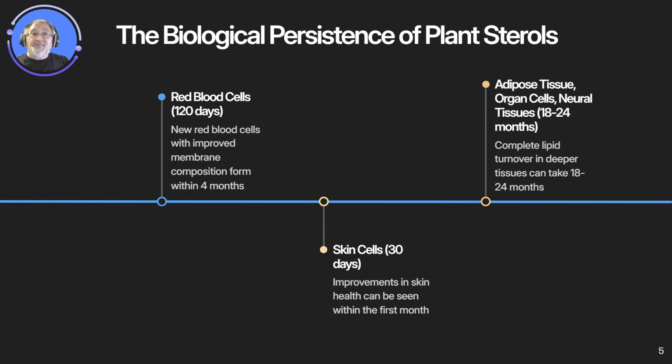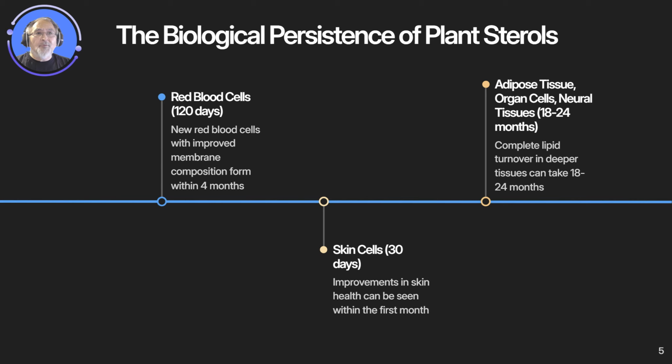The biological persistence of plant sterols, and this is where it really gets dangerous. Understanding how long these disruptive compounds remain in your body reveals why dietary changes may take time to show results. Different tissues have varying rates of lipid turnover. With their 120-day lifespan approximately, red blood cells offer a window into how quickly some cellular restoration can occur. New red blood cells with improved membrane composition will form within 4 months of dietary change.